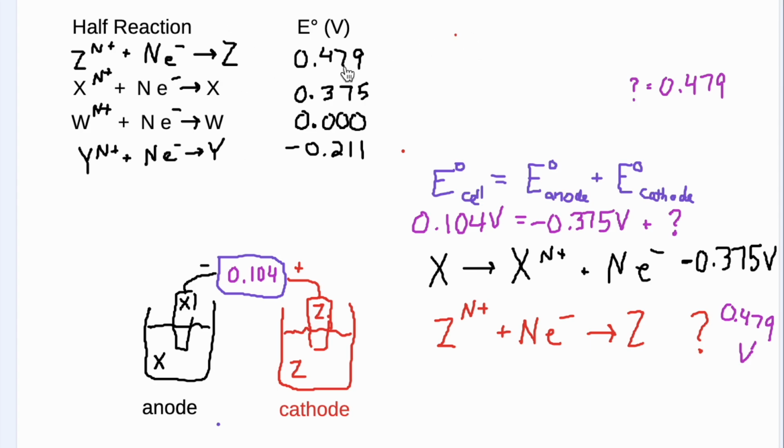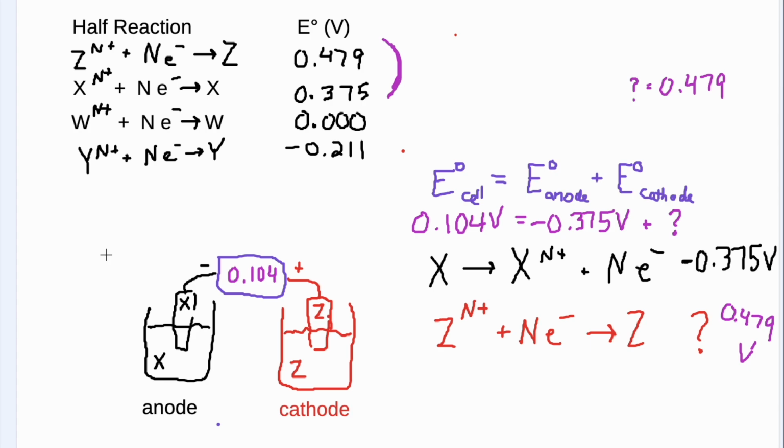And so if we are reacting Z and X, since Z has a more positive number, it's 0.479 compared to 0.375, then we would expect Z to do this reaction that is written in the table, the reduction, and X will have to do the oxidation, which is what we saw in our experimental setup.